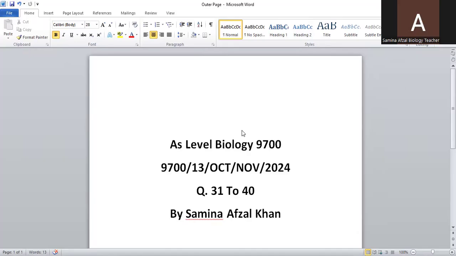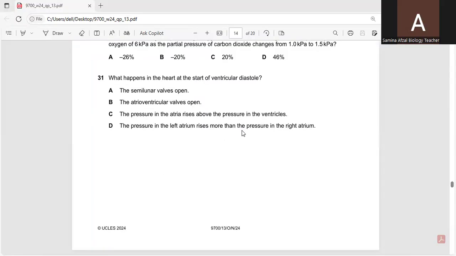Question number 31 is, what happens in the heart at the start of ventricular diastole? At the start of ventricular diastole, it is a phase of the cardiac cycle where the ventricles relax and fill with blood. So diastole is relaxation of the ventricles, and they are ready to fill with blood, which will come from both atria into the ventricles.